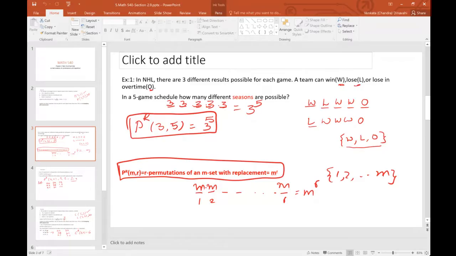Here you can think of this as simply a product rule, because there are 5 games each team is playing. Each game there are 3 possible results. So if you use the product rule, you're multiplying 3 five times, 3 power 5. This is simply a product rule.